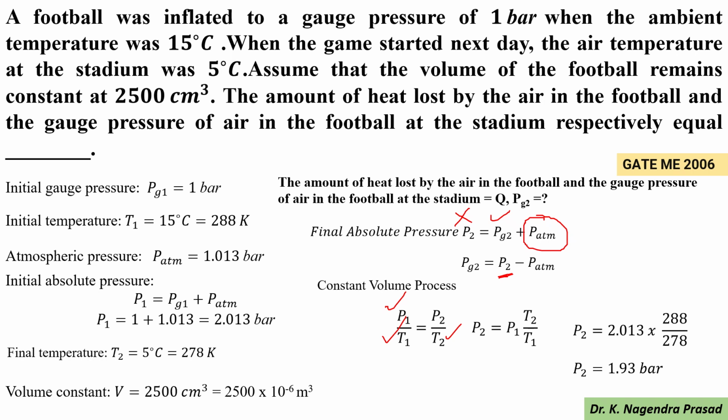So we know the final absolute pressure P2 value, and atmospheric pressure we know. Then gauge pressure will become 1.93 minus 1.01013, which is equal to 0.917 bar.